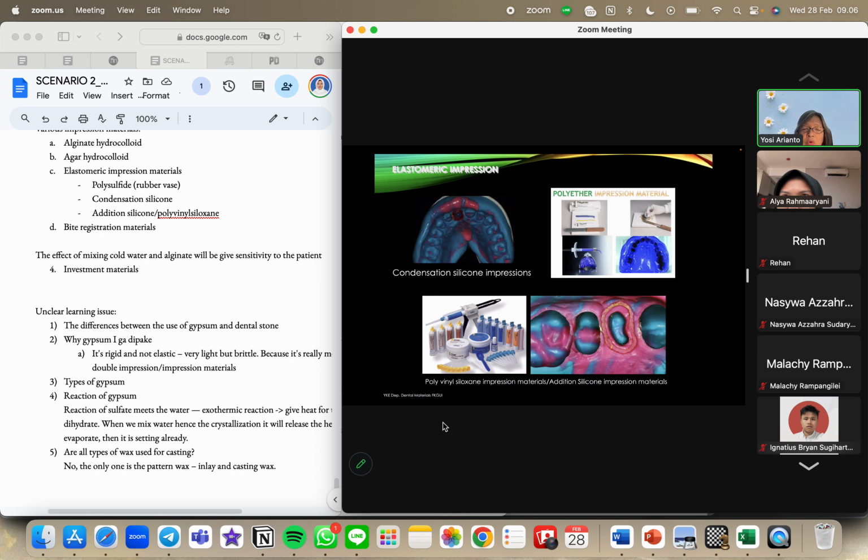because they have a very good reproduction of details. They should not be immediately poured with gypsum. Yeah, it can be delayed, even 1 day. It is very stable. They will not expand or shrink. So this PVS is usually very popular among dentists, but it is quite expensive.